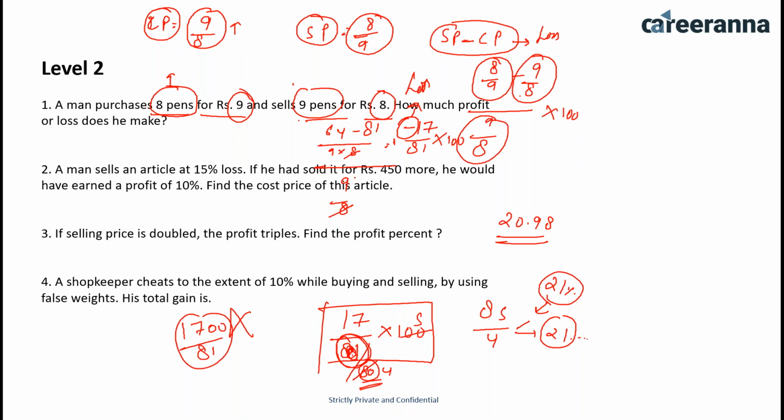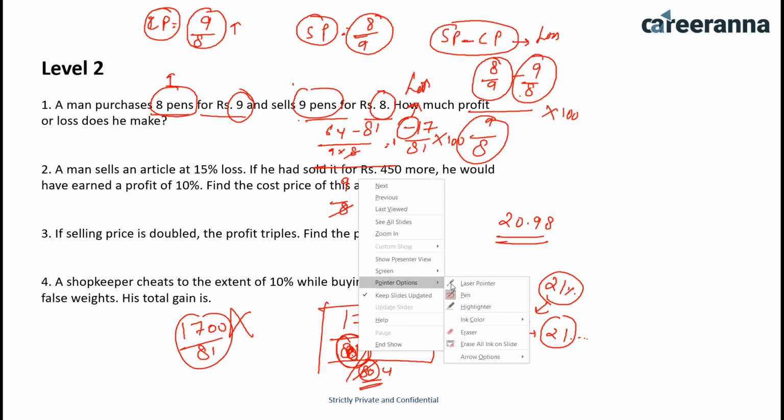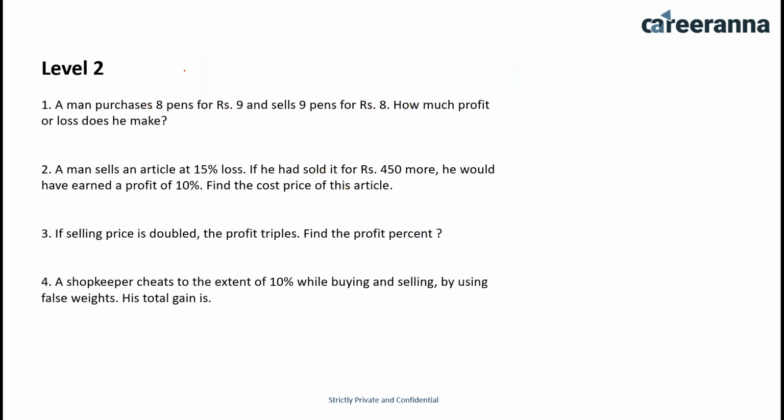Okay, let me tell you another trick if you want. Okay, so what I can do here is, quantity and price. CP, SP. 8 pens, 9 rupees per pen. Selling price 9 pens, 8 rupees per pen.